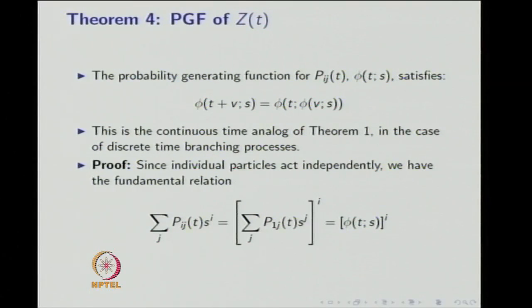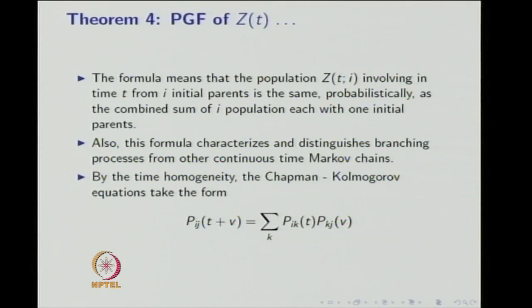That is the same as the probability generating function to the power i. The reason is that the formula means that the population Z(t, i) evolving in time t from i initial parents is the same probabilistically as the combined sum of i populations, each with one initial parent.